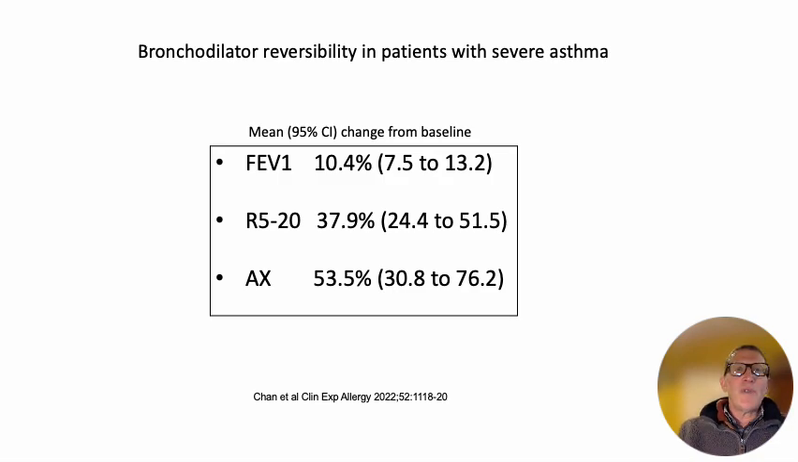If we're looking at bronchodilator reversibility, these are patients with severe asthma, and you can see that their mean reversibility was 10% for FEV1. For R5-R20, peripheral resistance, it was 38%, and for area under the reactance curve, AX, it was 53%. So the point of this is that if you're relying on FEV1 to detect reversibility, you may be missing significant bronchodilator reversibility if you are looking at FEV1 alone. So that's why if you're doing reversibility testing, I would say to you, you should also measure oscillometry as well if you really want to get a true handle on what's happening in terms of bronchodilator reversibility in the small airways.